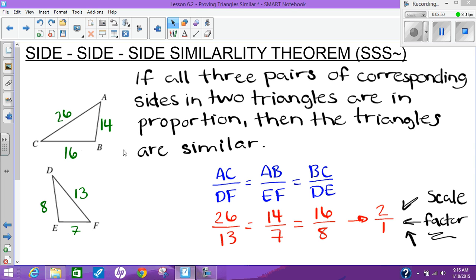That means that each side in ABC is twice as big as their corresponding sides in the other triangle. So again, we have triangle ABC similar to triangle FED. And you can write that similarity statement if you like.